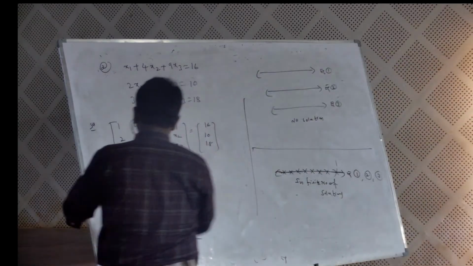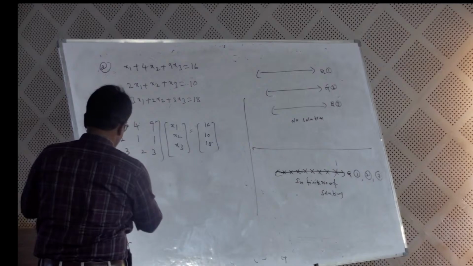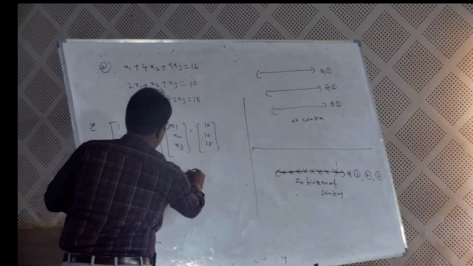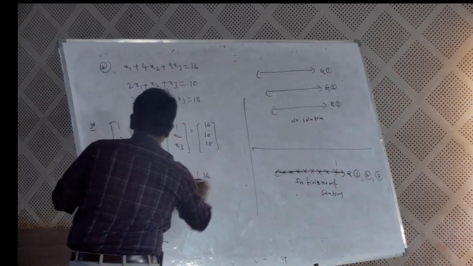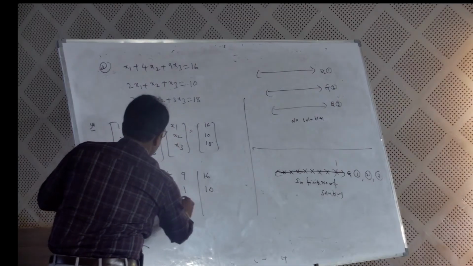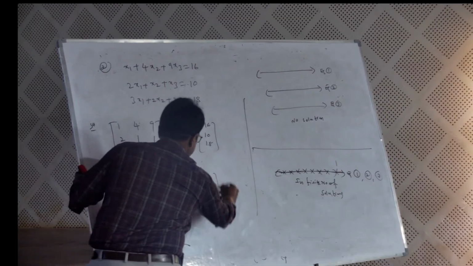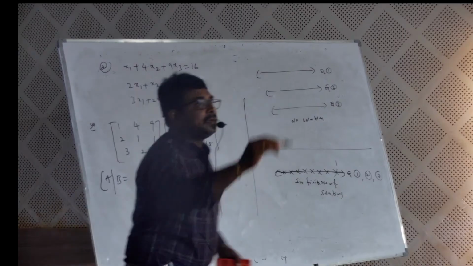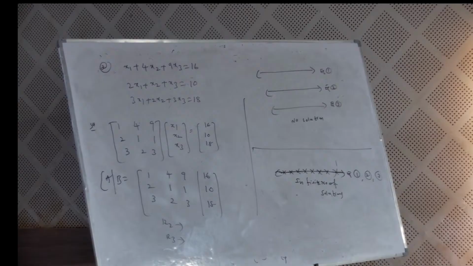What is A along with B? Together A with B. 1, 4, 9, 16, 1, 1, 10, 3, 2, 3, 18. Yes. Dear students, please tell me the row operations.